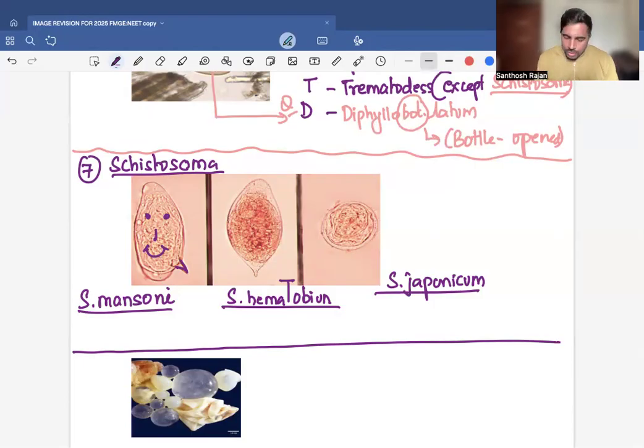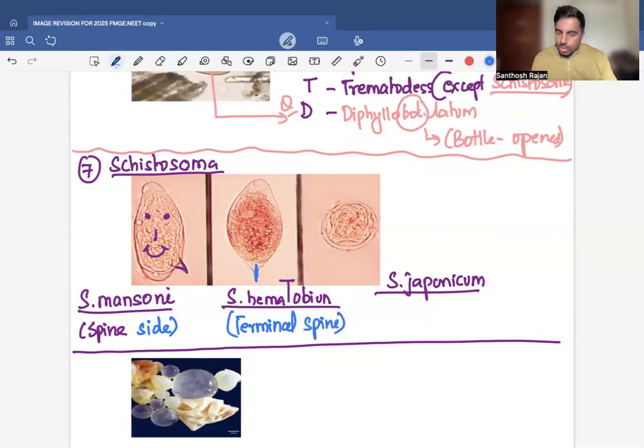Remember like that. So the main feature here is that the spine is on the side. In haematobium, it's on the terminal. T means terminal, so terminal spine. This question was asked recently, so you have to know, very, very important.